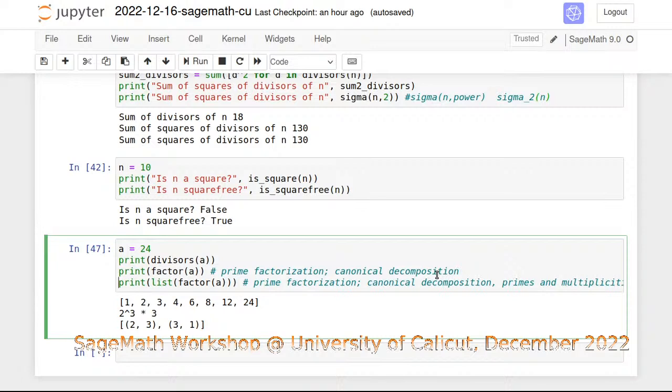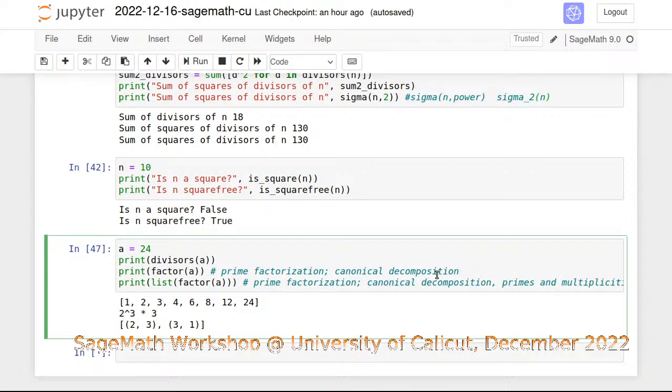By factor we mean the prime factorization, not an arbitrary factorization. Only prime factorization, because for other factorizations we would have to take a divisor. Otherwise, how would Sage know what type of factorization you want? 24 can be written as 2 into 12, that's one factorization, and as 3 into 8, that's another. But we don't know which factorization you actually need.